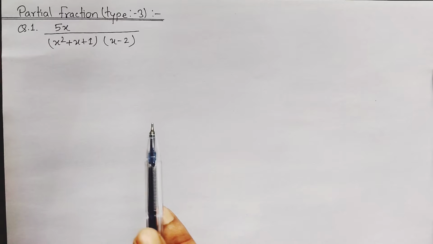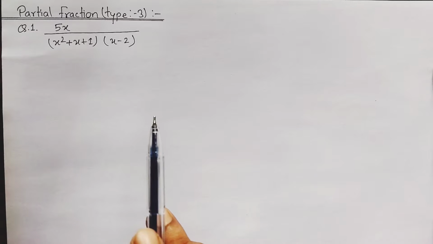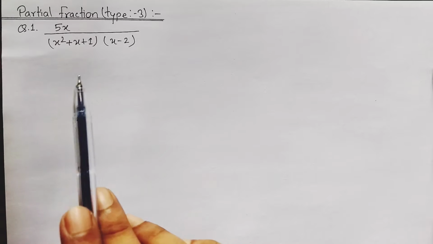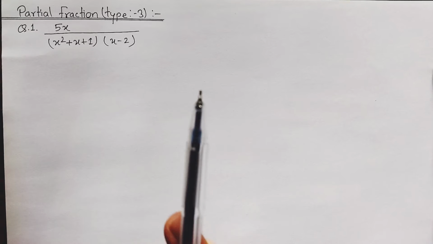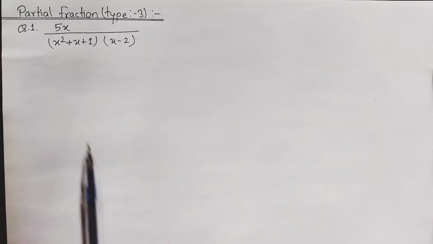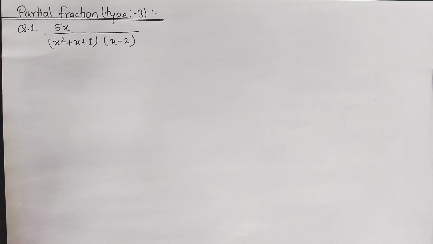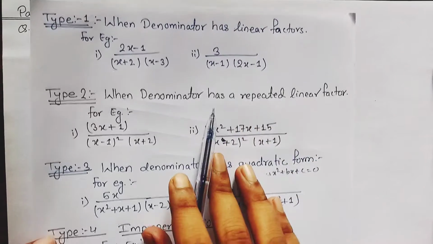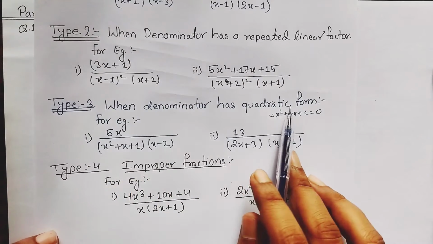As we were learning partial fraction, which is very important to learn before we start learning inverse Laplace transformation. So here we go, and this is the third type of numerical problem which we may face while solving the partial fraction in Laplace transformation, inverse Laplace transformation. Here you can see this is a quadratic equation type of numerical, and I have already discussed the first two types, that is when the denominator has a linear factor, second one is when the denominator has a repeated linear factor, and the third one is when the denominator has a quadratic form.